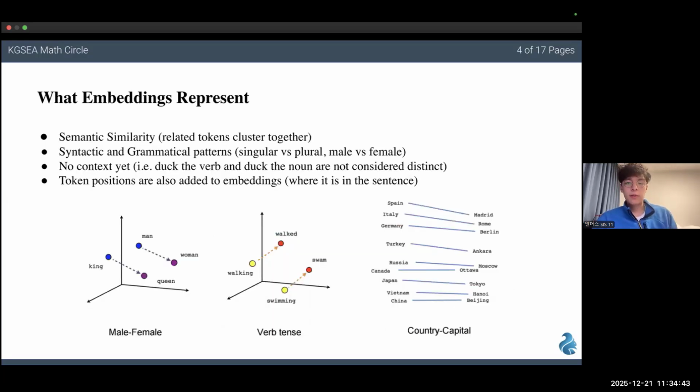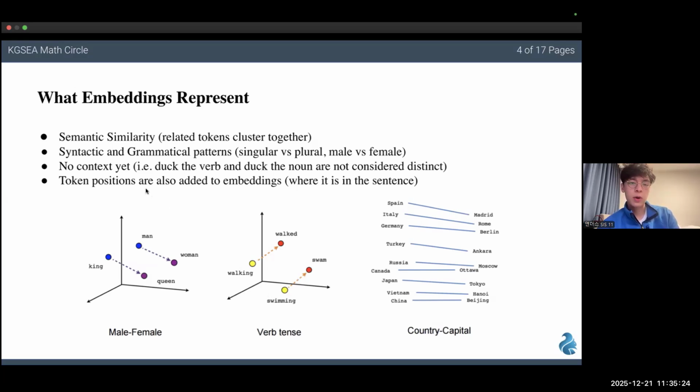They represent a lot of things, but an intuitive way to think about it is as representing semantic similarity. For example, we intuitively know through analogies that man is to woman as king is to queen. They're similar. If you take the vector distance between those pairs, they're pretty similar, so you can think of that particular dimension as encoding gender. Embeddings can also represent syntactic and grammatical patterns. For example, walking versus walked, swimming versus swam, encodes verb tense.